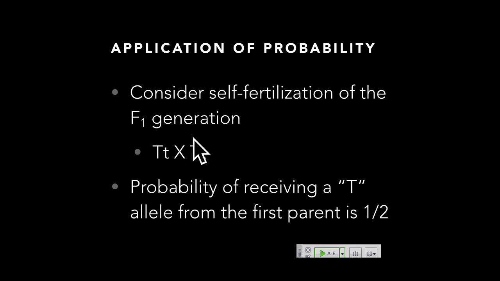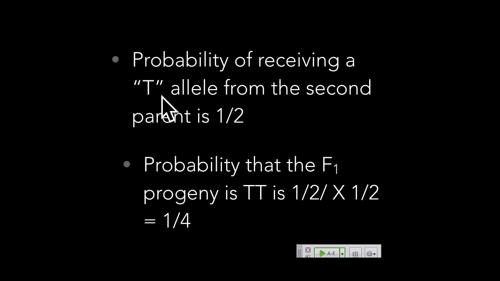So we do self-fertilization of the F1 generation, so it's a heterozygote crossed to a heterozygote. In whatever progeny come out of this, the probability of getting the big T allele from the first parent is what? 1/2. Probability of getting the big T allele from the second parent is 1/2. So the probability that in the F1 you're going to be homozygous dominant is simply 1/2 times 1/2. The allele that you get from one parent is independent of the allele that you get from the other. And it's simply 1/4. That's what you'd see in the upper left corner of your Punnett square if you drew it in the usual way.